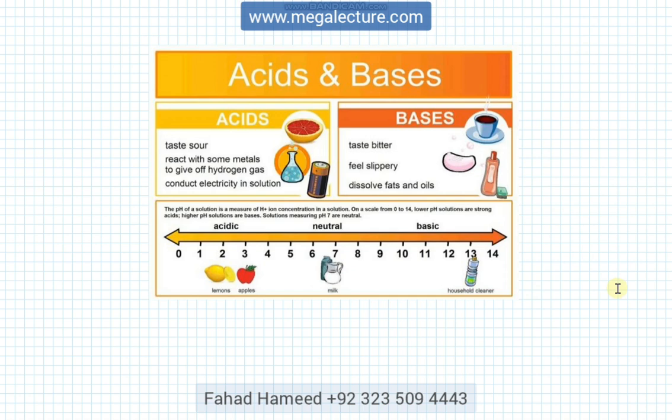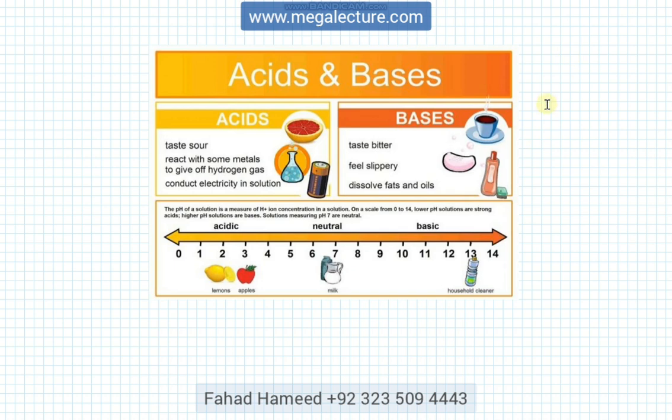Now, here are some general properties of acids and bases. Acids, all acidic products, like lemons, etc., taste very sour and bitter, and they react with metals to give off hydrogen gas. Not with unreactive metals, but mostly with metals they react. They're good electrical conductors as well. Bases, they taste bitter. They feel slippery. I mean, soaps are basically bases, and they dissolve fats and oils as well. So these are some general properties of acids and bases.